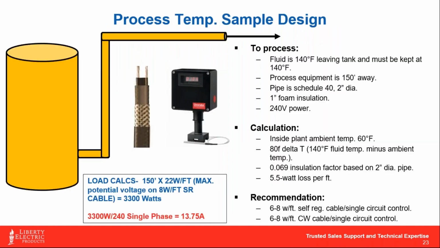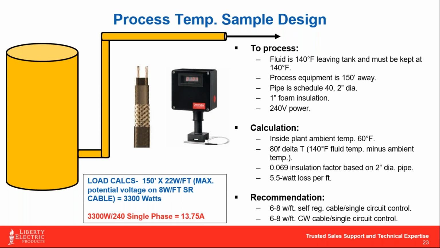So if we look at a sample design here for a process application, I just tried to draw a simple graphic here and a couple of products that you might see for a single circuit type of application. So if we look at the process, at 140 degrees leaving the tank, it's got to stay at 140, and you've got 150 feet to the next stop or wherever that fluid's being delivered at that point. Here's some of our criteria on the spec, right? Schedule 40 pipe, 2-inch diameter, 1-inch foam insulation, 240 volt power. So basically what I'm trying to do is walk you through this calc a little bit here.